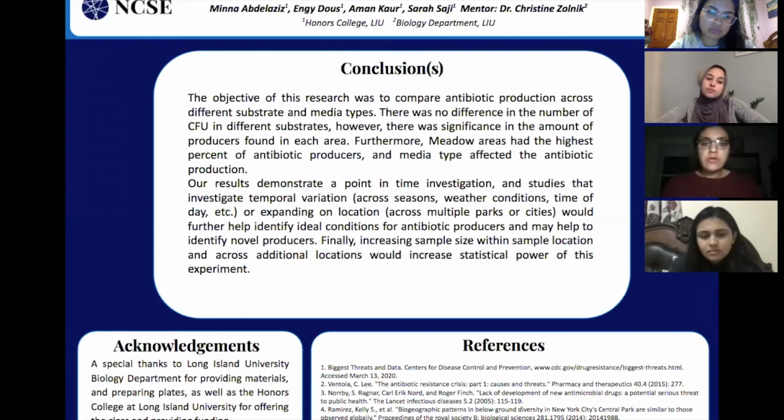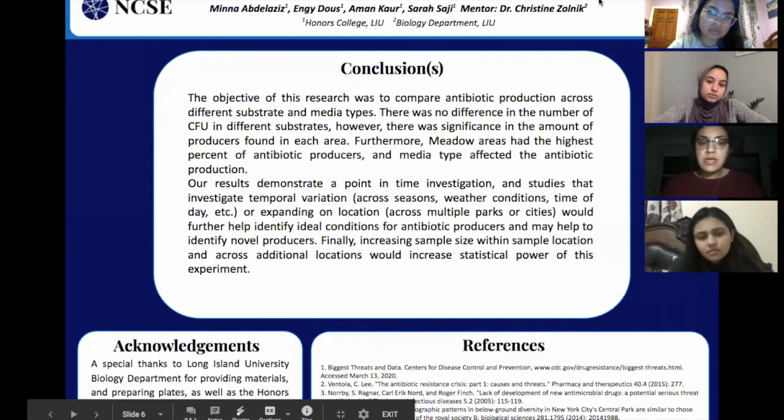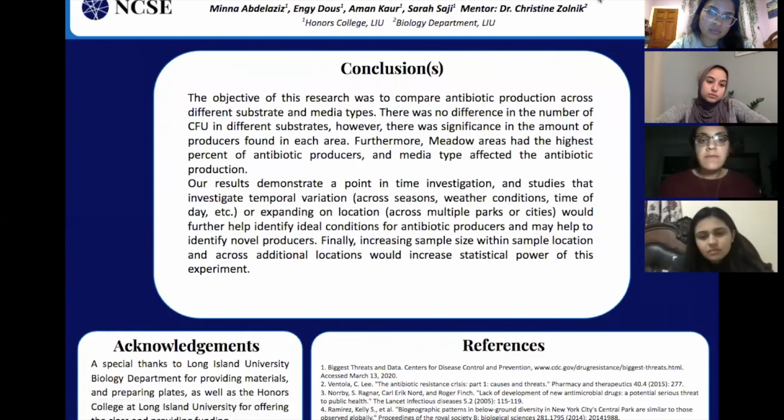So our conclusion, we had to first reject our hypothesis because our original hypothesis was that the wooded area would yield a greater amount of antibiotic producers, and we assumed that the greater amount of bacteria found in the wooded area would yield this great amount of producers. However, we have to reject this hypothesis since we found out that the meadow areas had a greater percentage of producers in our case. Our objective in this study was to compare antibiotic production across different substrate and media types.